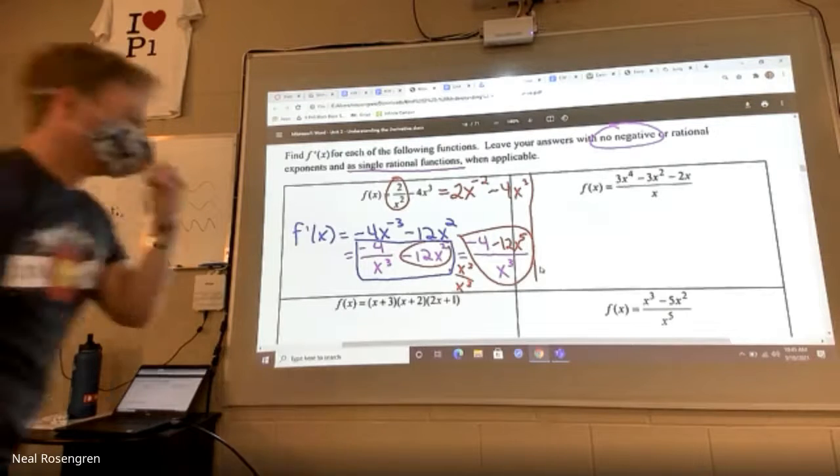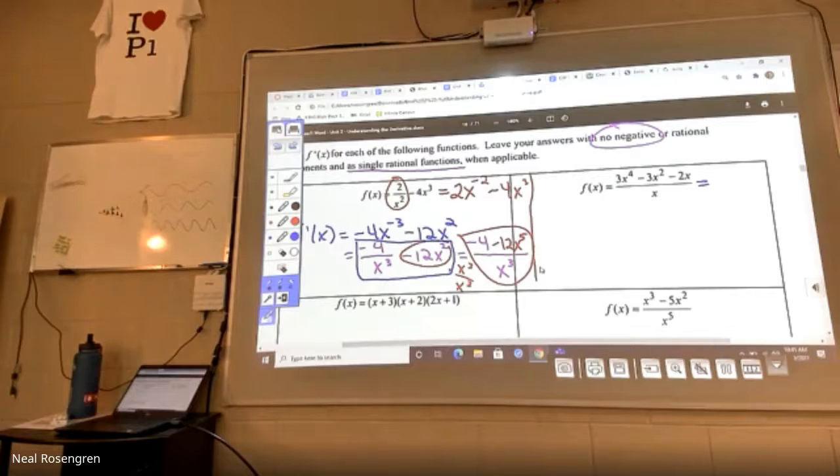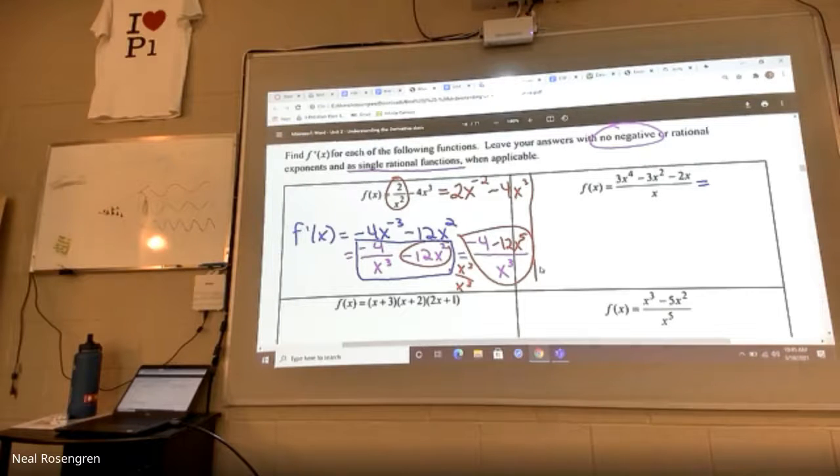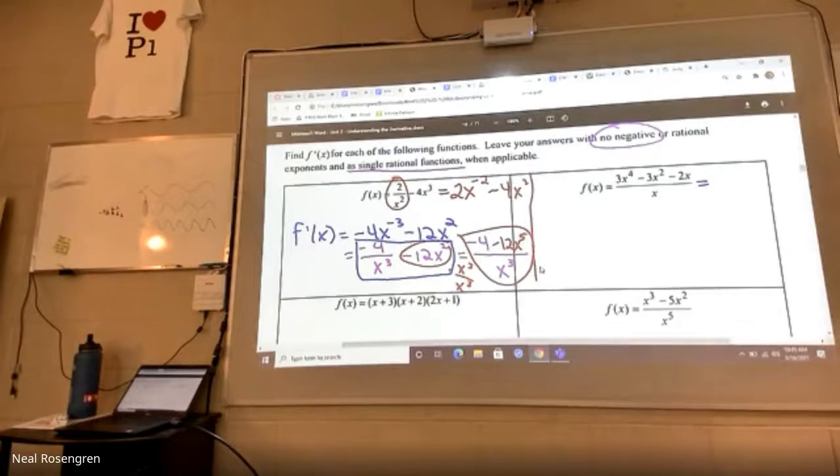Okay, cool. So let's do the same thing here, but I've got problems, right? It's not coefficient x exponent, coefficient x exponent. It's a fraction. This is a rational function. We got to get rid of it. We have to do something to make it look more like this. So how do we do that? What do you think we could do to rewrite f of x so it looks more like a polynomial?